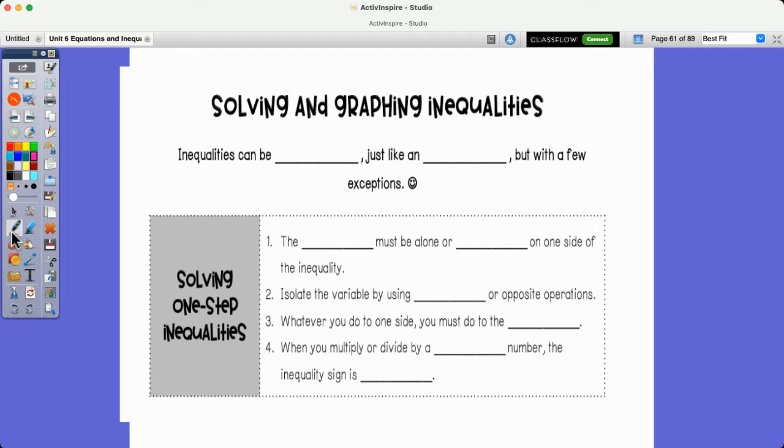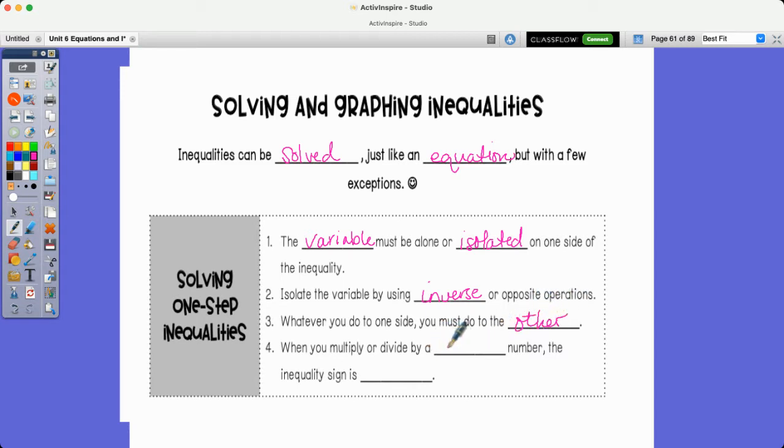Inequalities can be solved just like an equation, but with a few exceptions. The variable must be alone or isolated on one side of the inequality, just like an equation. Isolate the variable by using the inverse or opposite operations. Whatever you do to one side, you must do to the other.